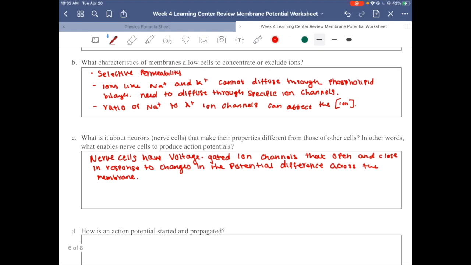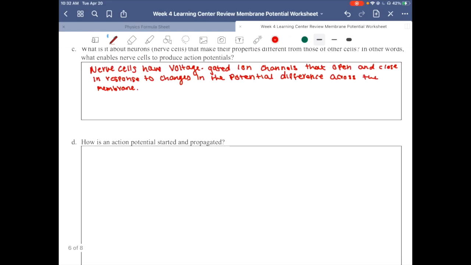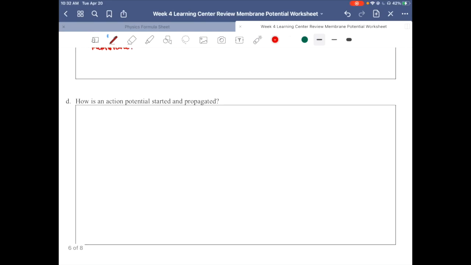And then next, we're going to be looking at how is an action potential started and propagated. So this is a very detailed process. You can go super detailed. You can also refer to figure 43.7 in your biological science book, especially if you have the 7th edition. That might make it easier to follow if you have access to your book.